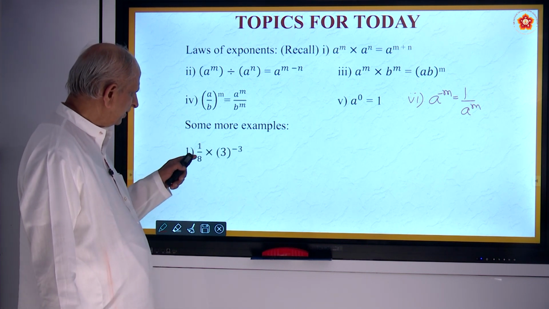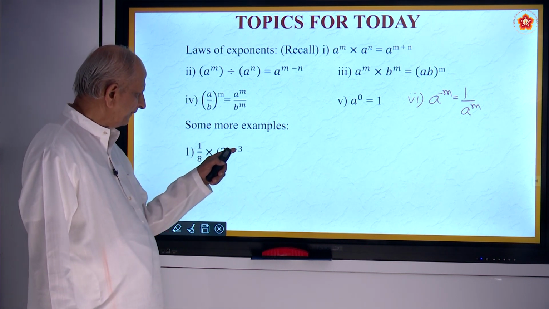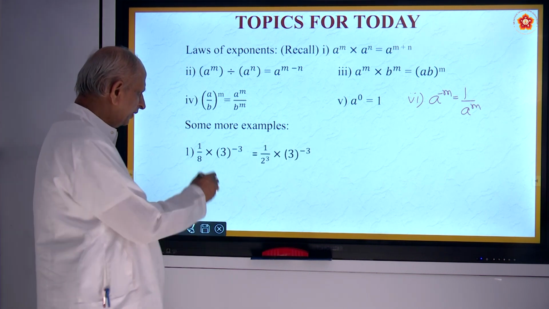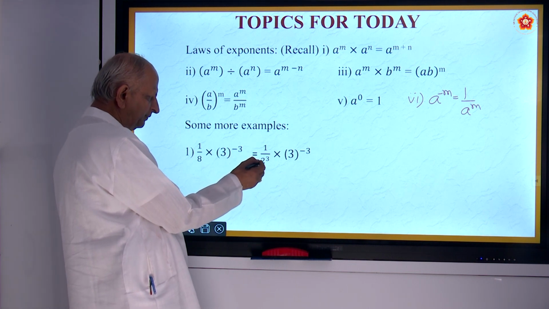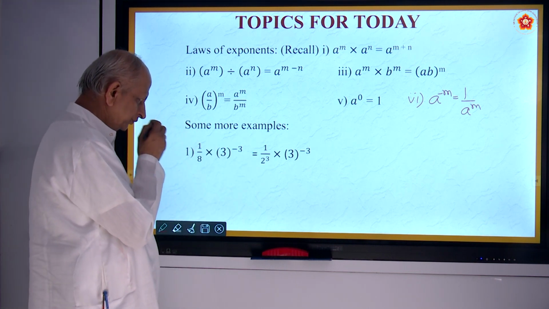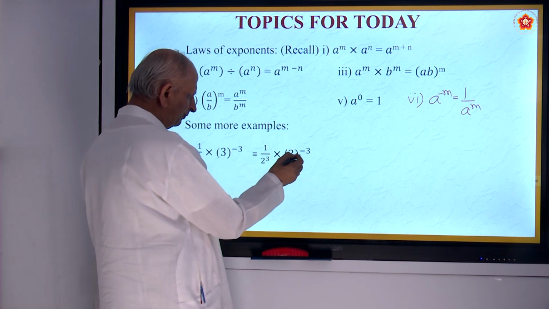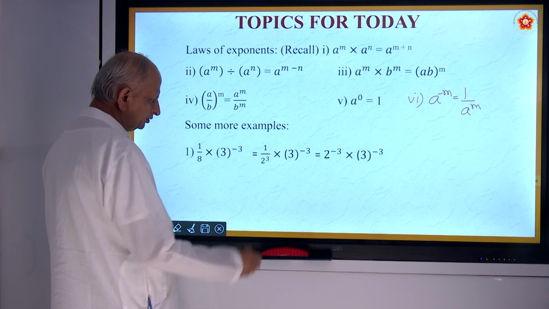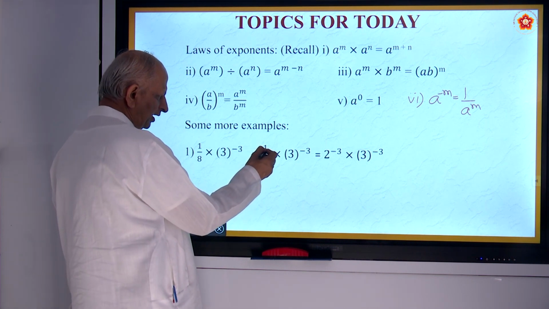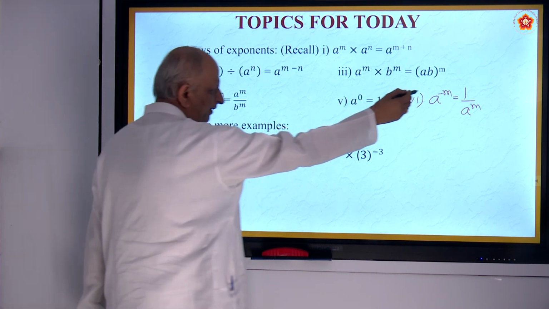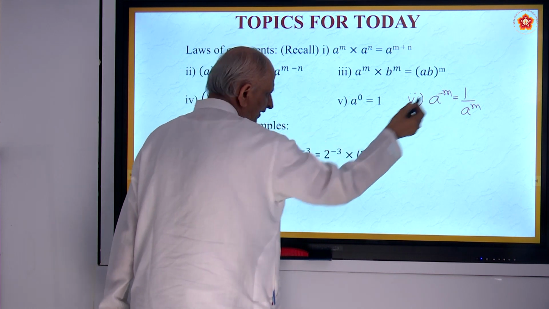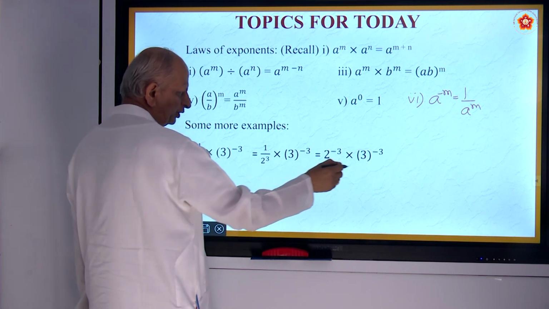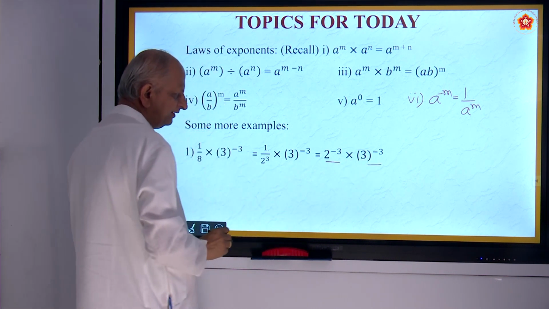For example, 1 by 8 into 3 to the power of minus 3. This is the question given. What do you mean by 1 by 8? 1 by 8 means 1 by 2 cube. So 1 by 2 cube into 3 to the power of minus 3, and that will be equal to, using 1 by a to the power of m is equal to a to the power of minus m, 2 to the power of minus 3 into 3 to the power of minus 3.